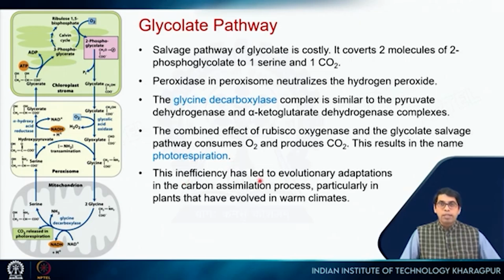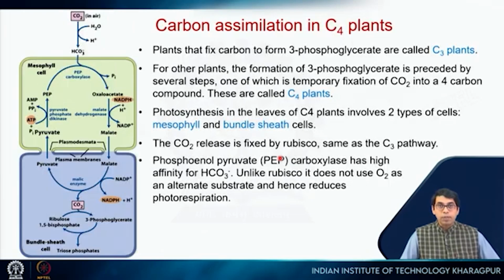This inefficiency has led to evolutionary adaptations in the carbon assimilation process, particularly in plants that have evolved in warm climates, right? Because in warm climates, again, the binding of carbon dioxide becomes weaker. So, the photorespiration becomes even more dominant. So, let's look at the other pathways, right?